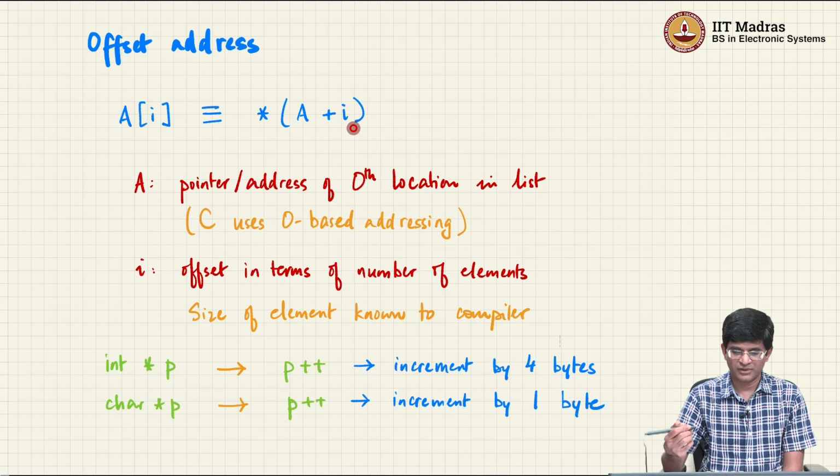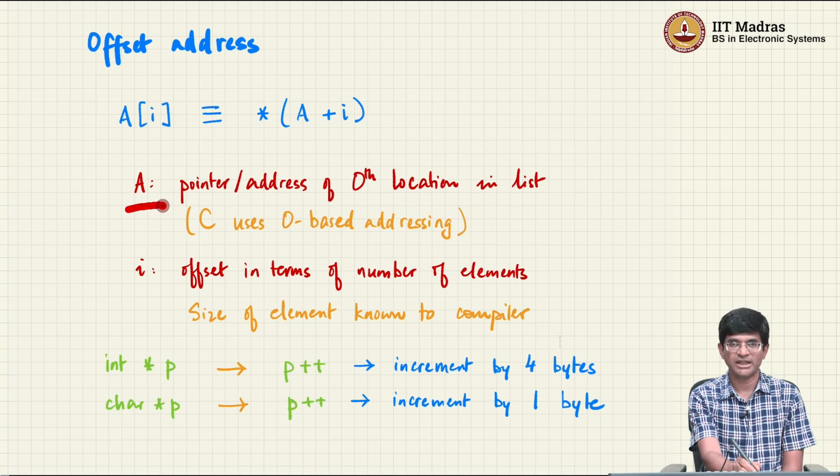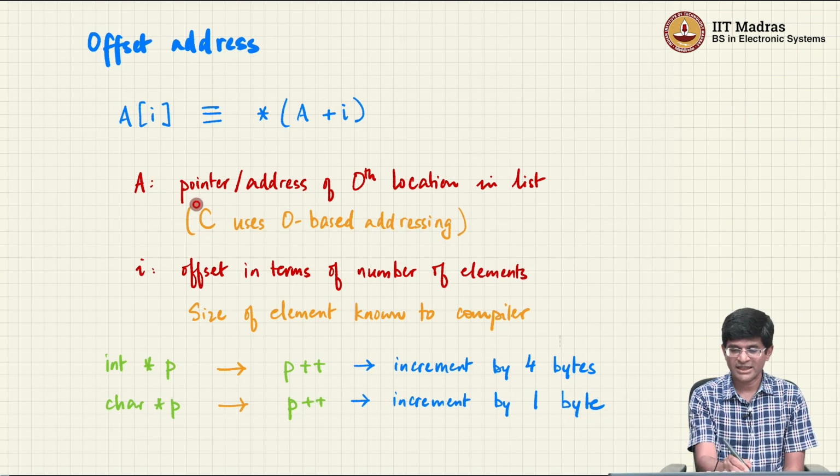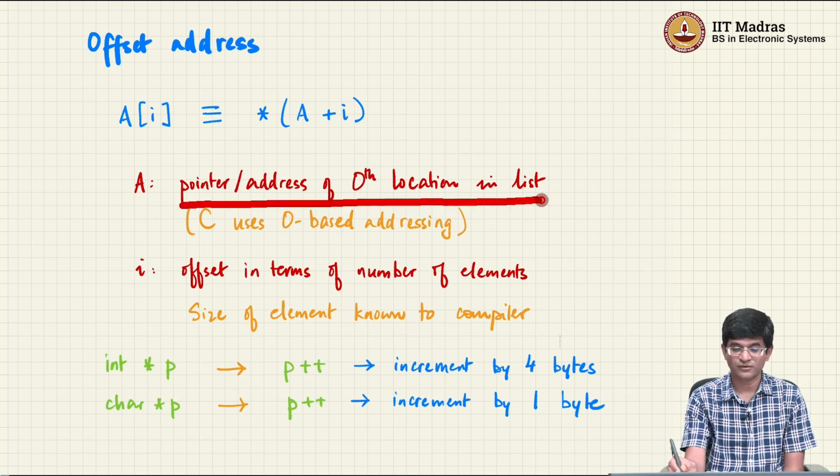Now a couple of things to keep in mind over here. A is a name. After all, it is a variable, which means that it is a name given to an address location. Just like any other variable in C, the name of a variable basically is some kind of an alias or some kind of a shortcut to refer to a particular location in memory. In the case of C, it is the pointer or the address of the 0th location in the array.